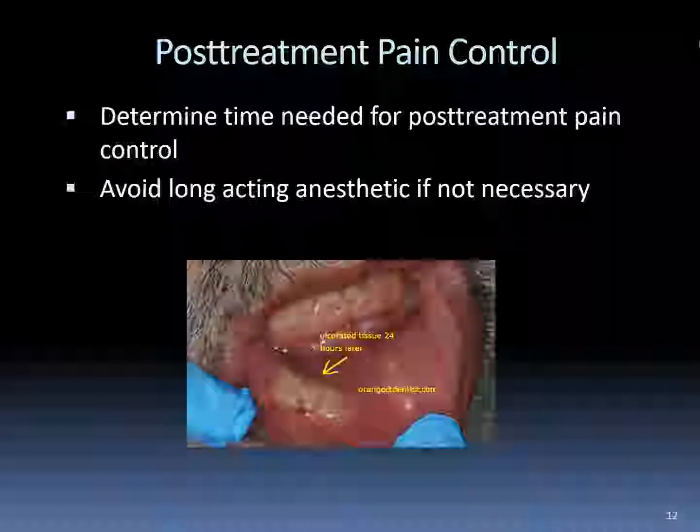In selecting the appropriate local anesthetic, we also have to decide whether or not we need post-treatment pain control. We determine this by the time after the procedure is done, the length of time we need soft tissue anesthesia. So avoiding long-acting anesthetics sometimes is not necessary. When we do know that the patient may incur pain or discomfort, we may want to increase the amount of anesthetic or the type of anesthesia, the strength of it, to ensure that we have provided them with several hours of post-treatment comfort.